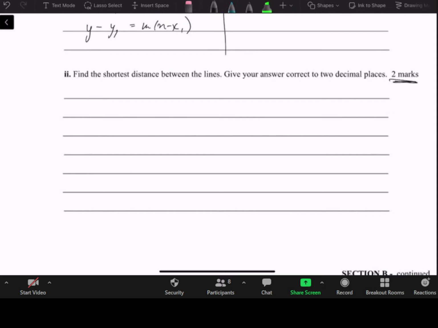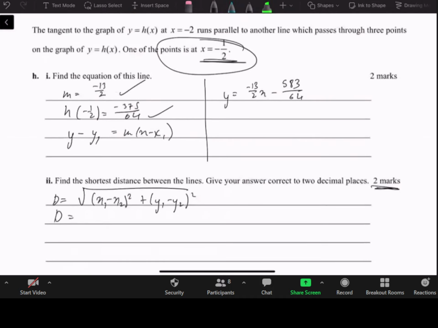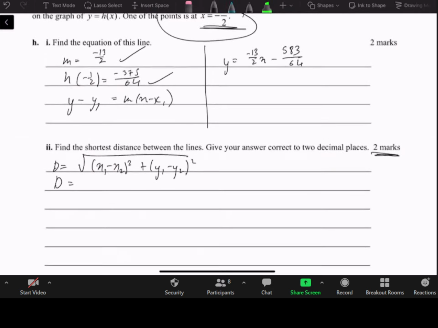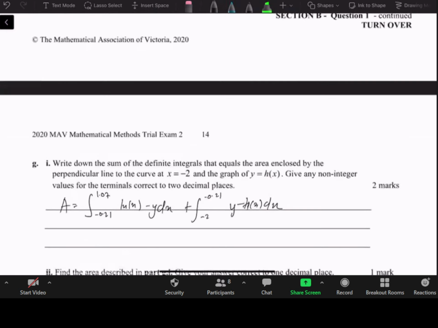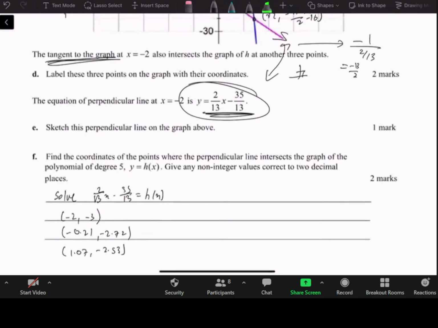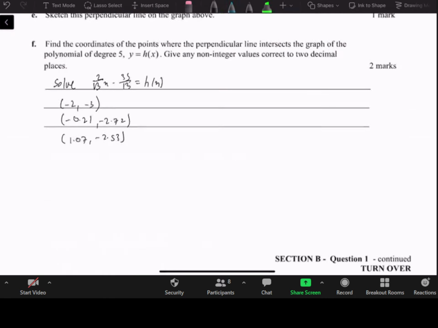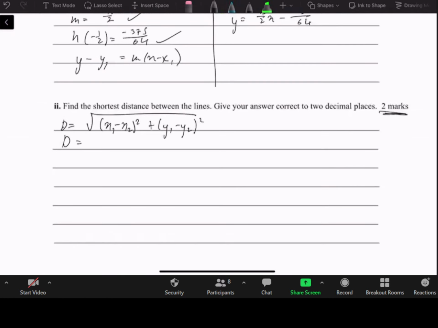You could just find a function. So you could do d is the square root of (x1 minus x2) squared plus (y1 minus y2) squared. So in this case, you would do this graph. Where is it? This one. So that would be negative 375 on 64 minus y.